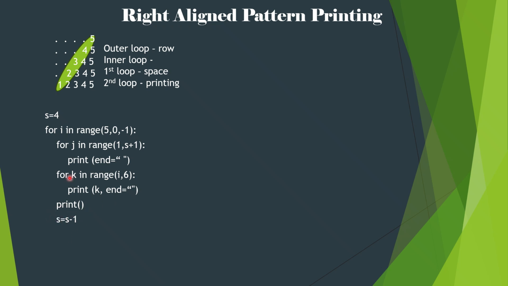Why s is equal to s minus 1? Because in the first line there are 4 spaces and in the second line there are 3 spaces. So to maintain the space we have to update the value of s. So this is one example. Now let us take another example.